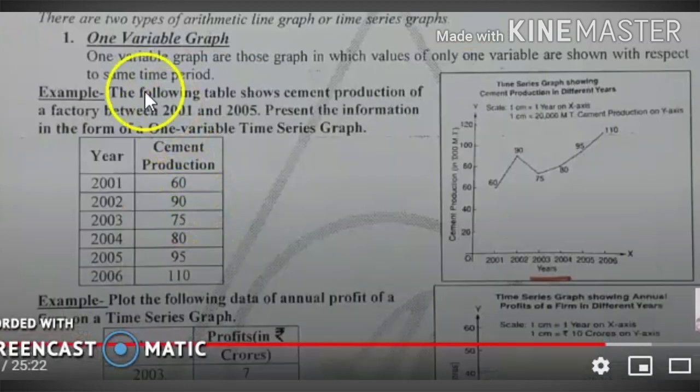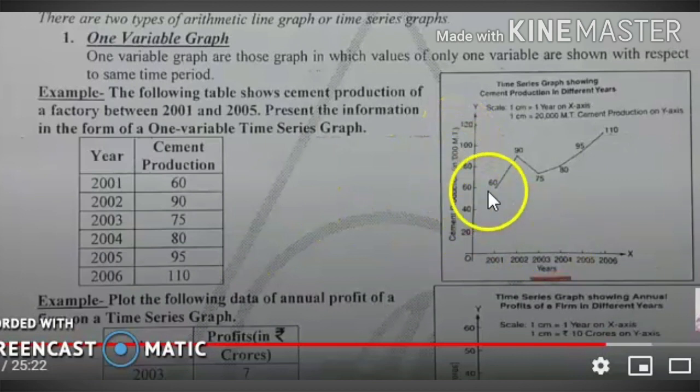So you can just see the data given below. Just see how it is plotted. One variable graphs are those graphs in which values of only one variable are shown. As such, you can see here 2001, 2002, 2003, 2004, 5, 6 is given. Cement production is given as 60, 90, 75, 80, 80, 95, 110. So you can just see the graph.